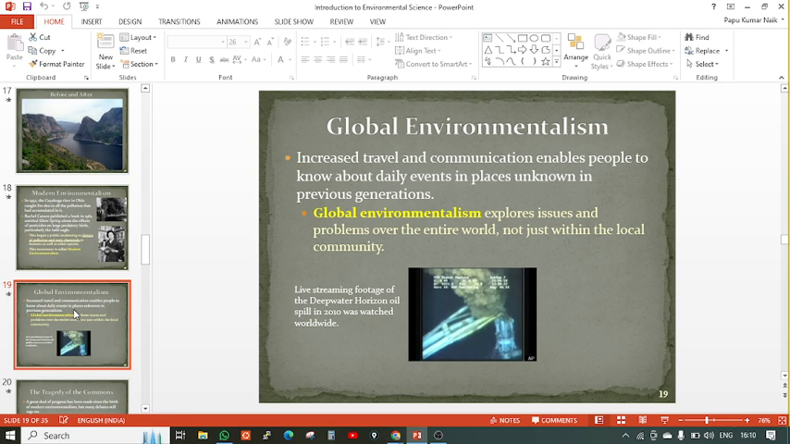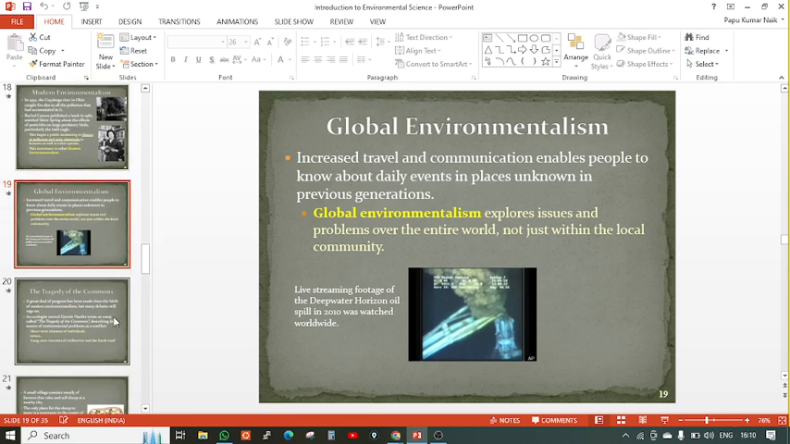Global environmentalism: increased travel and communication enable people to express global emerging issues, and problems are not only solved by the local community. That means environmentalism is concerned with environmental issues, but not only overall; when it is globalized, it may be called that the total earth is our home, not addressing just India or America. So global environmentalism is a broad concept of environmentalism.